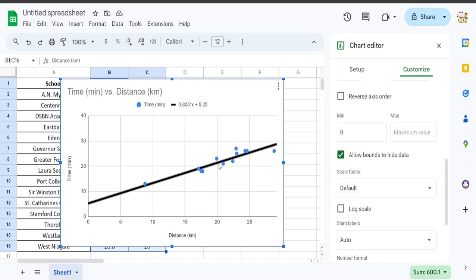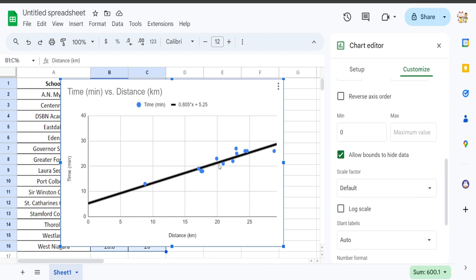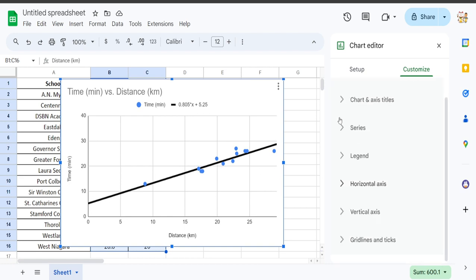The next question, I'm going to come back, says describe the relationship between the distance and time from Crosley to the DSBN schools. And we want to describe it in terms of strong, moderate, or weak, and positive or negative. So let's go back to our graph. And if you recall from our lesson, we just said that the R value tells us the strength and the direction.